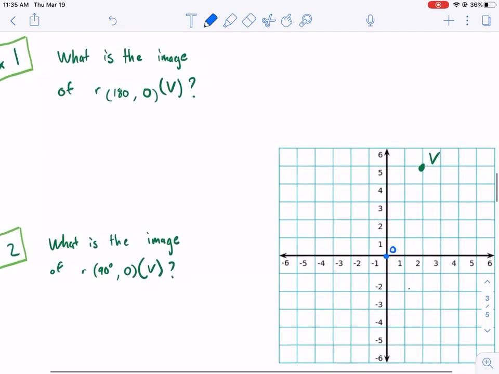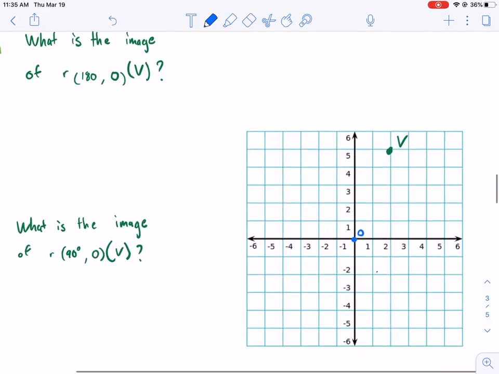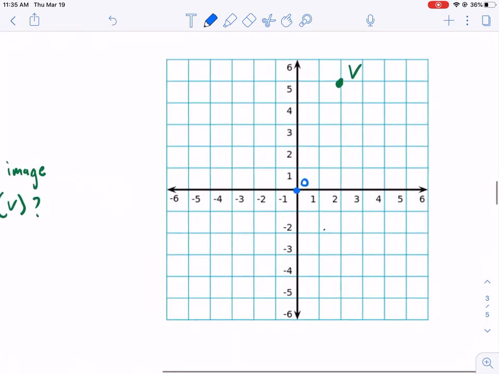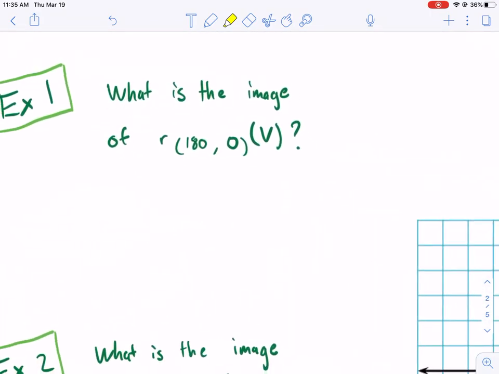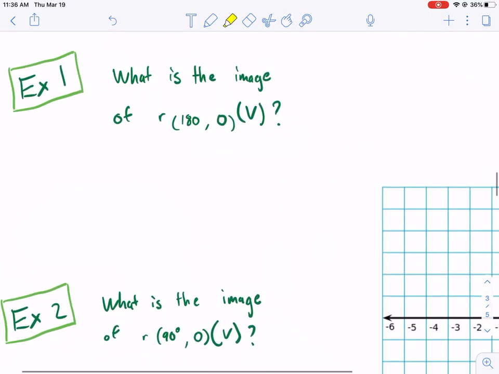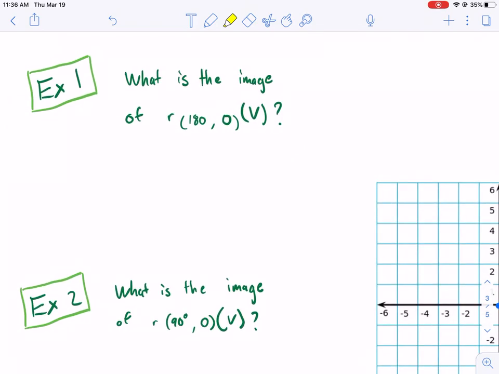Okay, so if we're looking here at example 1, it's referencing this diagram and it has point V here, and another interesting location is point O, which is actually the origin. Okay, so it says, what is the image of R 180, O, parentheses V? Now, let's break down again as a reminder what all this means. The notation is half the battle.